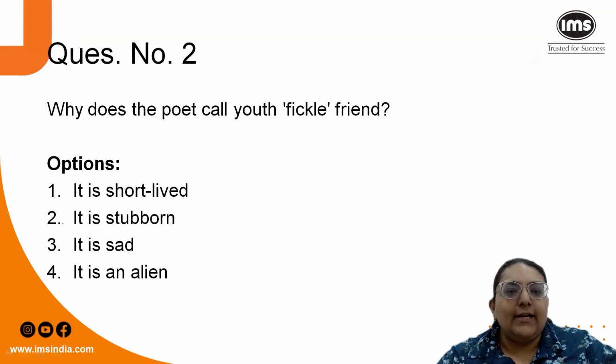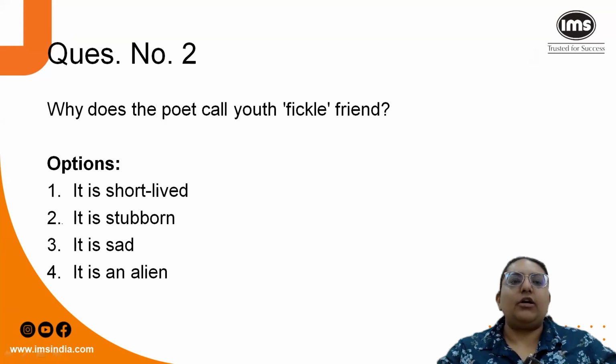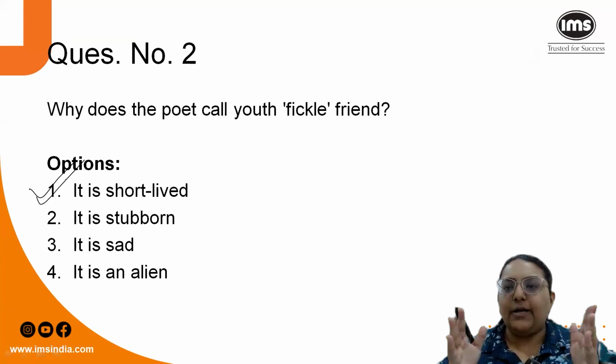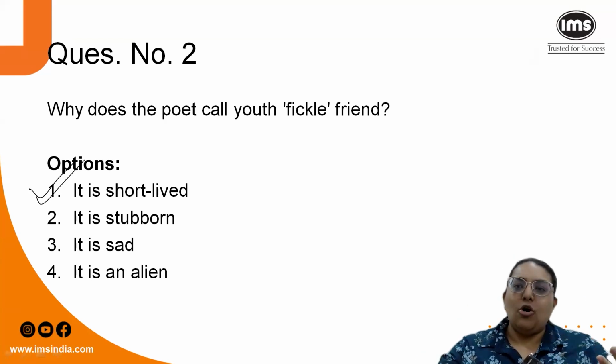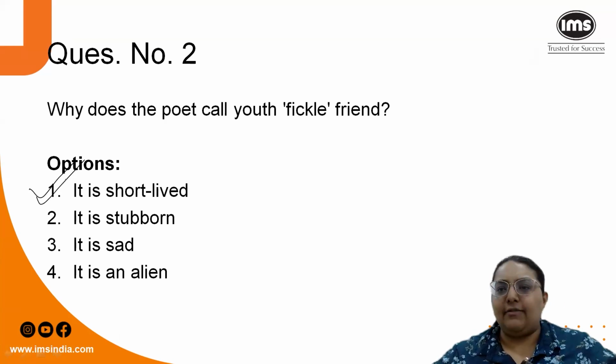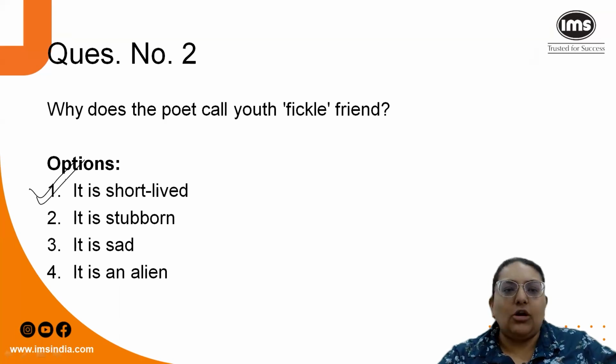Yes. Why does the poet call the youth fickle? Fickle because it is short-lived. You will be young for a fixed period of time, a small period of time. Nobody can be young forever. Like we are born, then we are children, then we grow up, we become youth, adults, and then we have to age and we have to die one day. So youth is there for a fixed amount of time. That is why the poet calls youth a fickle friend, a short-lived friend.